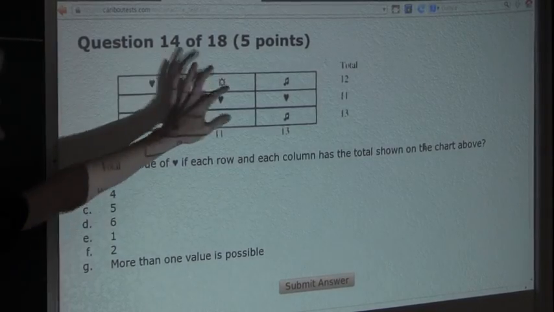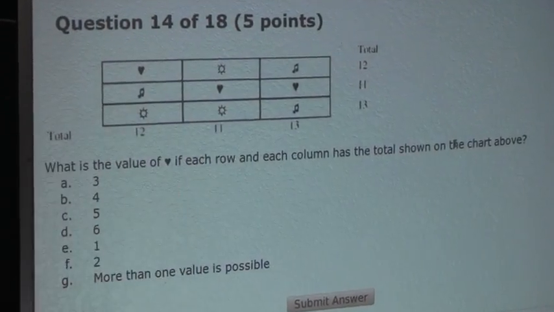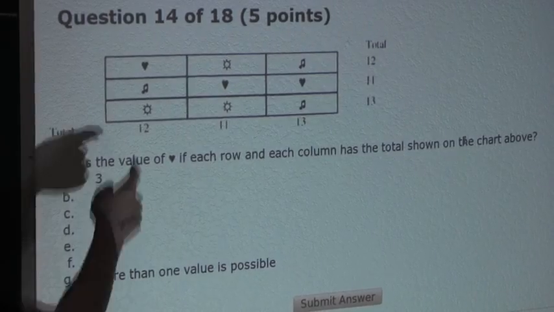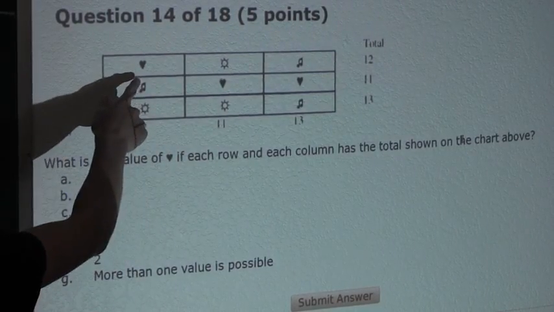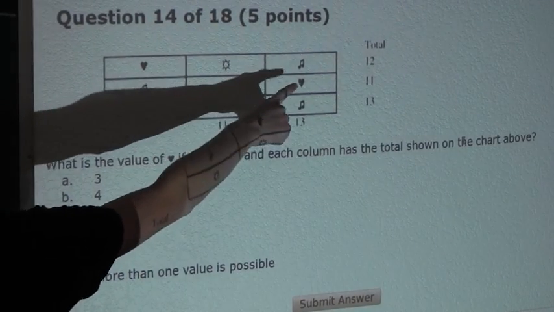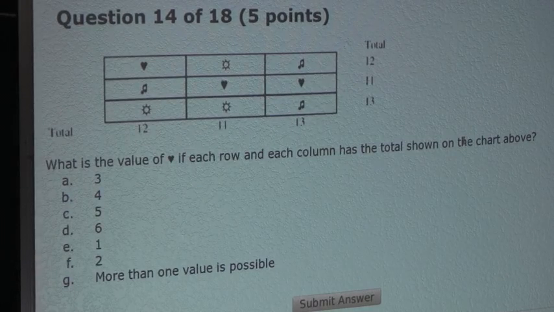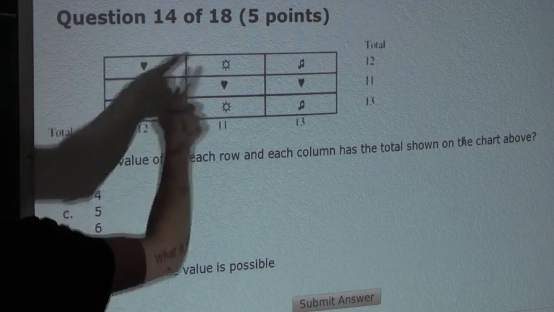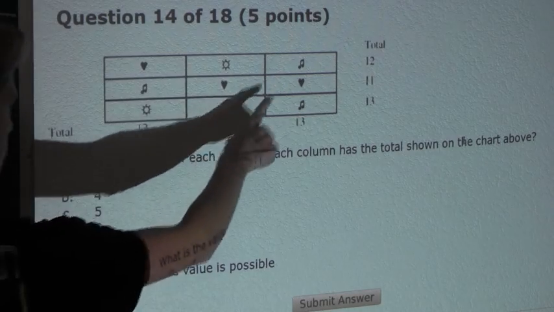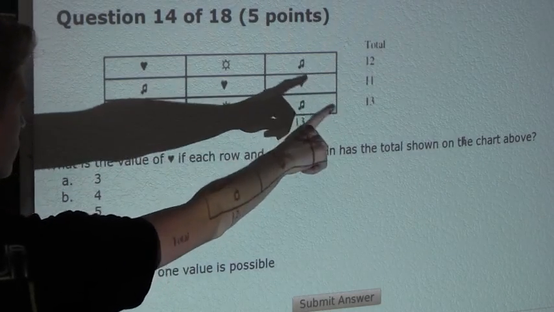Alright, now let's look at this diagram shown. We can see that the three symbols used are the heart, the sun, and the pair of music notes. Now what we would usually do is replace these three symbols with three different variables, for example A, B, and C, and then form equations, for example using the first row, A plus B plus C is equal to 12.